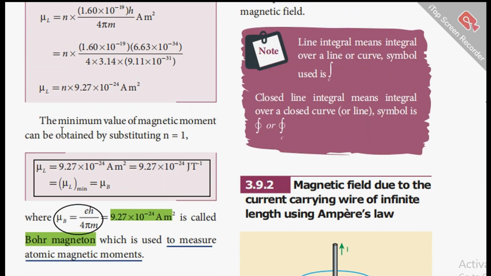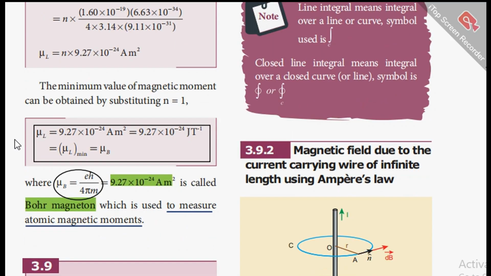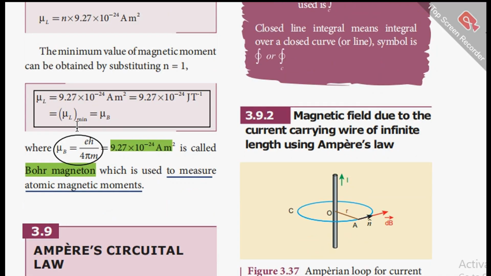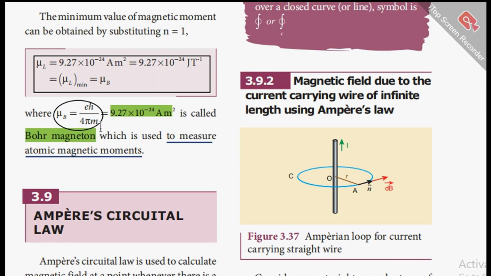The minimum value of the magnetic moment can be obtained by substituting n equal to 1. So we have mu L equal to 9.27 times 10 power minus 24 ampere meter square. It can also be written in terms of joule per tesla. So mu L minimum is given by mu B, and this mu B is given by e h by 4 pi m, that is 9.27 times 10 power minus 24 ampere meter square, and that is called the Bohr magneton, which is used to measure atomic magnetic moments.